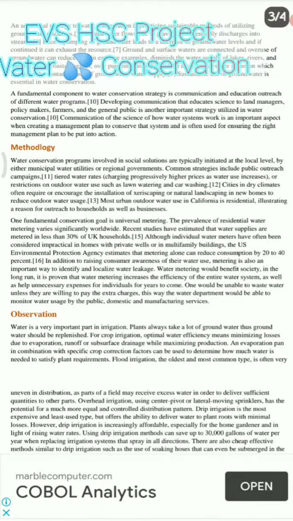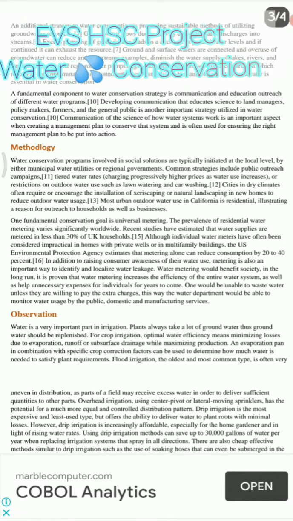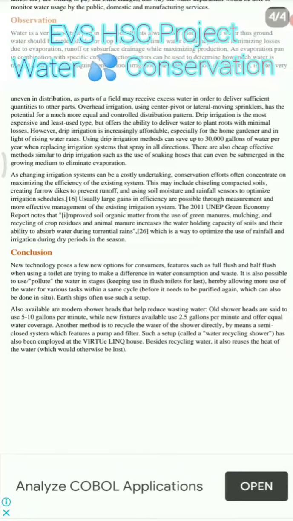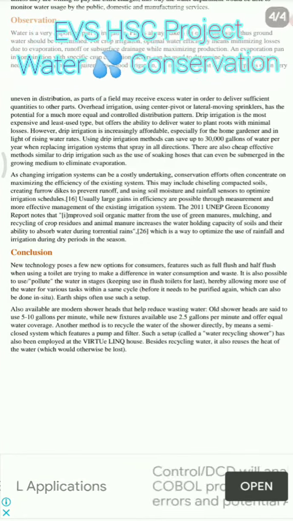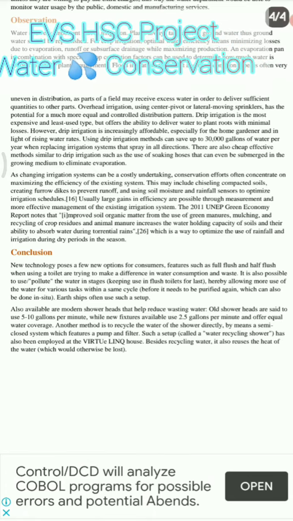Okay, so there are several methodologies given here, so you can write point wise at least 5 to 6 methodologies, and then you can write the observation or report writing, and finally with the conclusion you can conclude your EVS project.